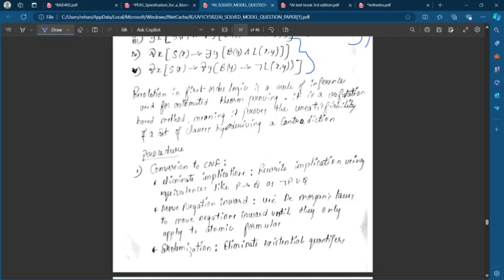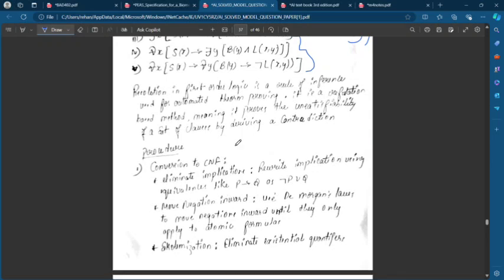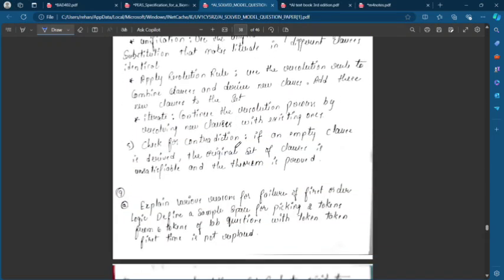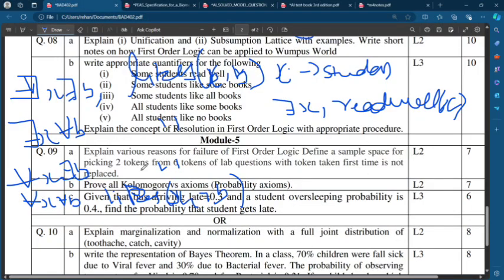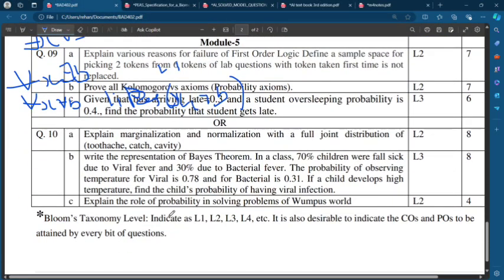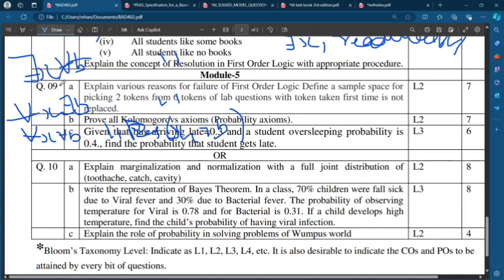Anyhow, we came for resolution in first order logic. Resolution in first order logic is a rule of inference used for automated theorem proving. It is a resolution based method, meaning it proves the unsatisfiability of a set of clauses by deriving a contradiction. I think this is the theory part. I'll explain the leftover part in the next video, with proper notes. Okay, thanks. Bye bye.